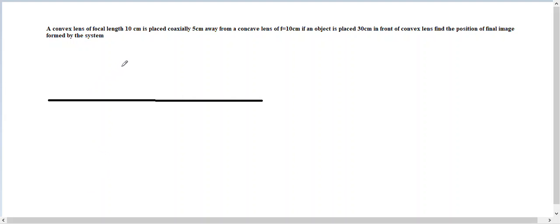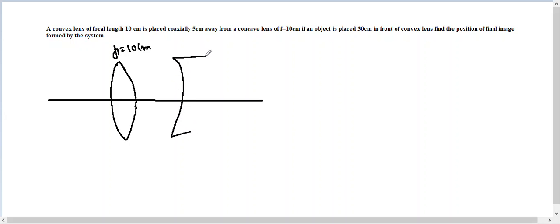So let's go for it one by one. It is telling that we have a convex lens of focal length 10 cm. So let's make our convex lens. Here is our convex lens, that is f1, let's say it is 10 cm. It is placed coaxially 5 cm away from a concave lens. So we have a concave lens now. The focal length of it, f2, is again 10 cm. Now it is telling that the distance between these lenses is 5 cm.